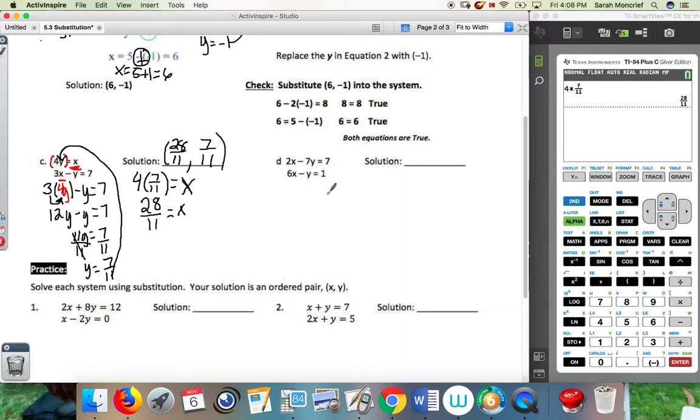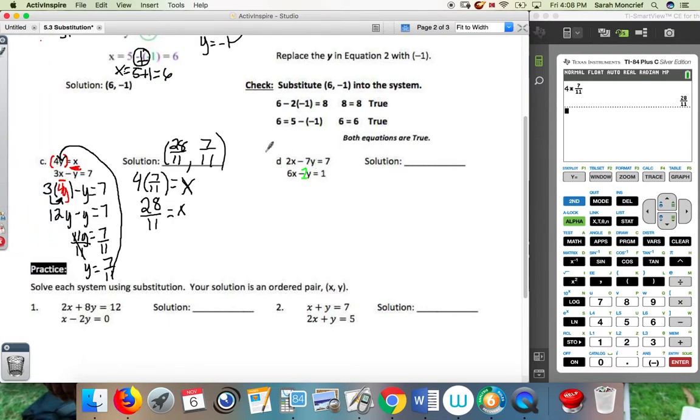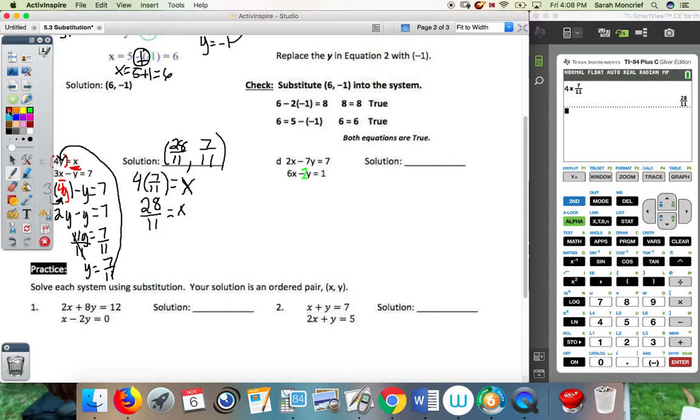The easiest ones to solve for that variable are the ones that have a coefficient of 1. This one has a coefficient of 2. This one has a coefficient of negative 7. This one has a coefficient of 6, and this one has a coefficient of negative. But what is that number when you don't see it? 1. So right here, it is going to be easiest to solve for this y. So let's take this second equation and solve for y.